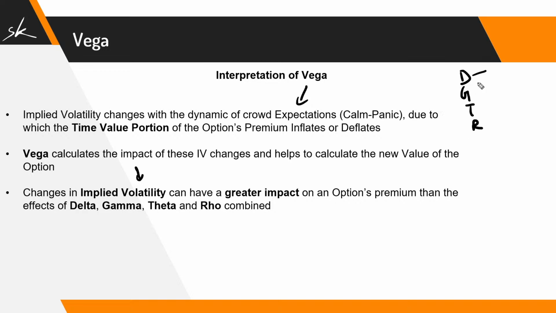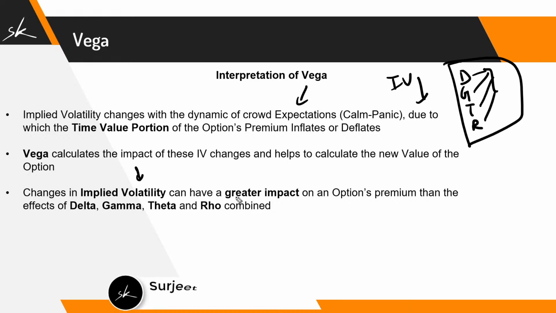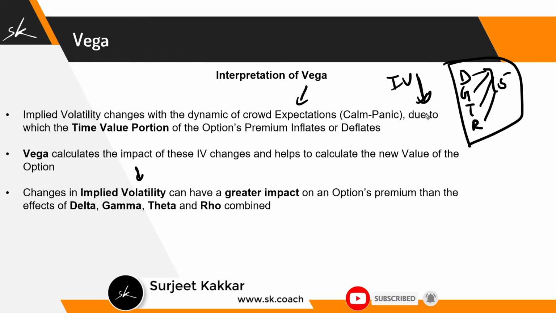If all these are going in your favor and making some money for you, but implied volatility starts going against you, whatever money you're making on all these Greeks can be wiped out by a much bigger loss. The change in implied volatility can have a greater impact. Maybe all these combined were making 5 rupees for you, but this going against you can go maybe 20 rupees against you.